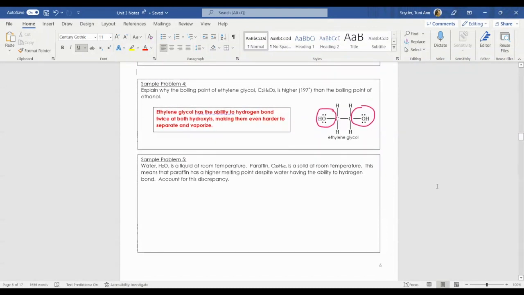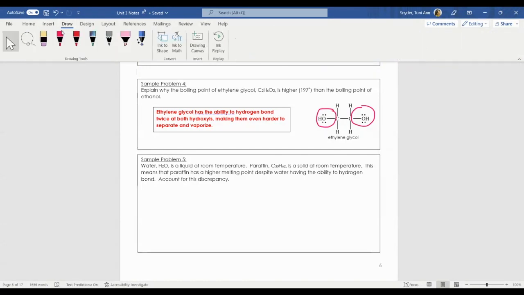So water is a liquid at room temperature, whereas paraffin is a solid at room temperature. This means that paraffin has a higher melting point despite water having the ability to hydrogen bond. Account for this discrepancy. So you might have heard me say already, hydrogen bonds are the strongest of the intermolecular forces, which is only partly true, because we have to consider how many electrons something has as well. So even though water has the ability to hydrogen bond, water only has a total of 10 electrons. So let's go ahead and just draw 10 electrons here.